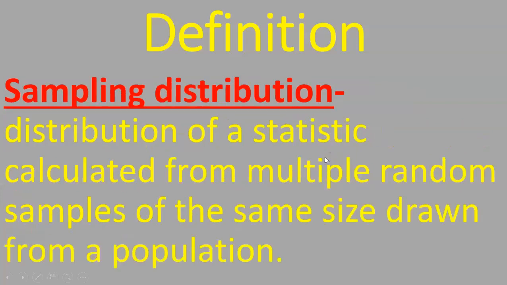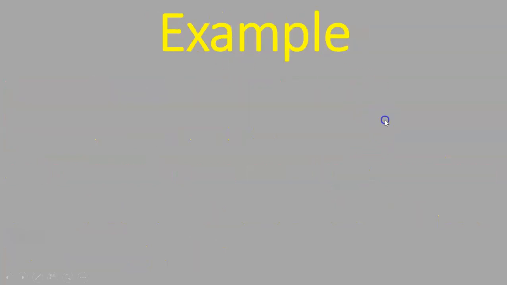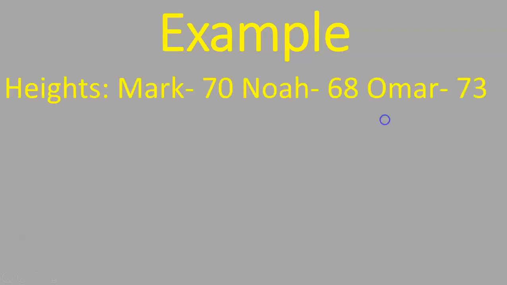We have a sampling distribution, which is a distribution of a statistic calculated from multiple random samples of the same size drawn from a population. Now we'll use an example to illustrate this. Let's go back to our heights, but we're not going to use all of the United States of America. Let's just go with 3 people. We'll say that this is your population, only these 3 people, to simplify things.